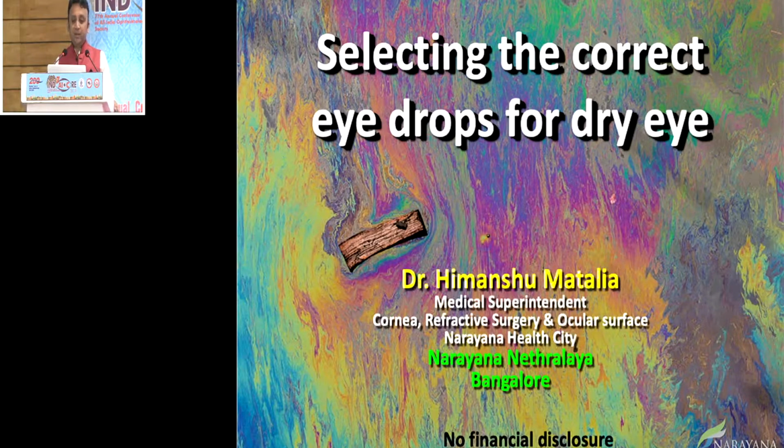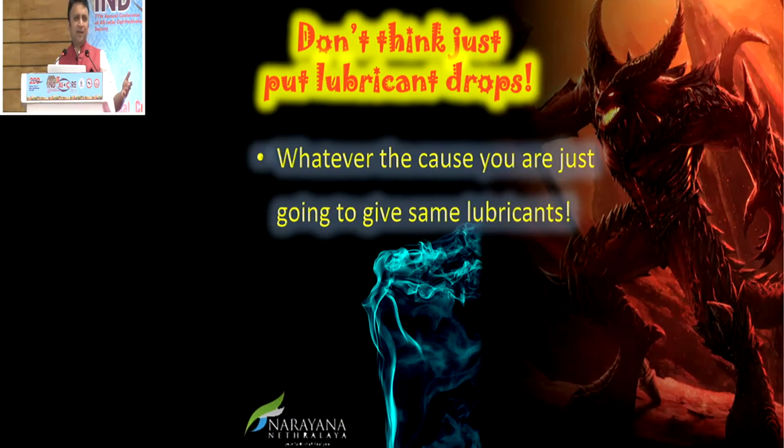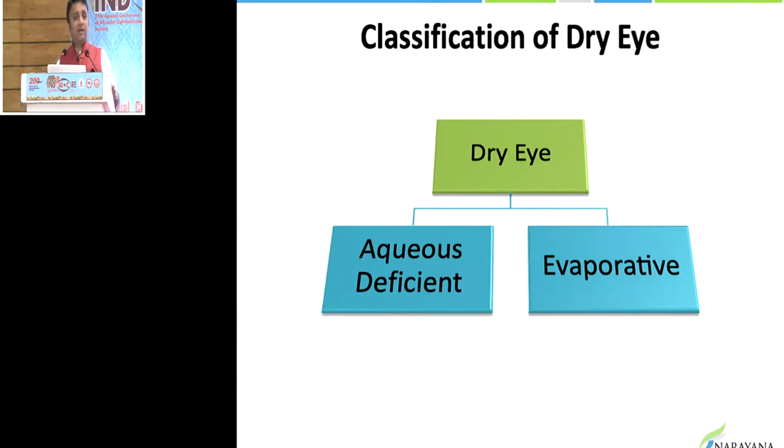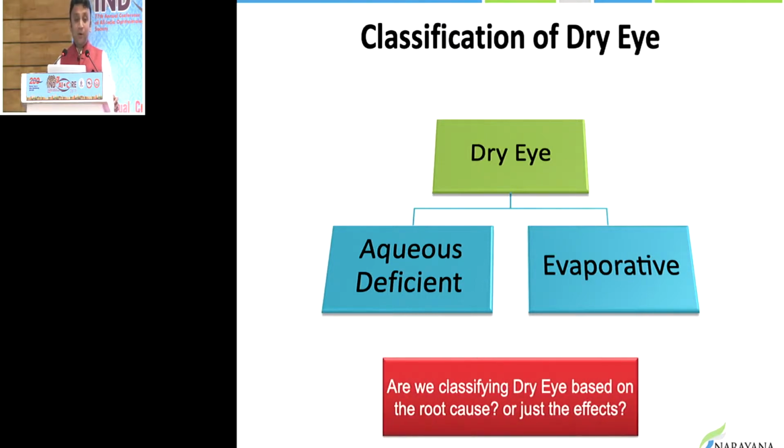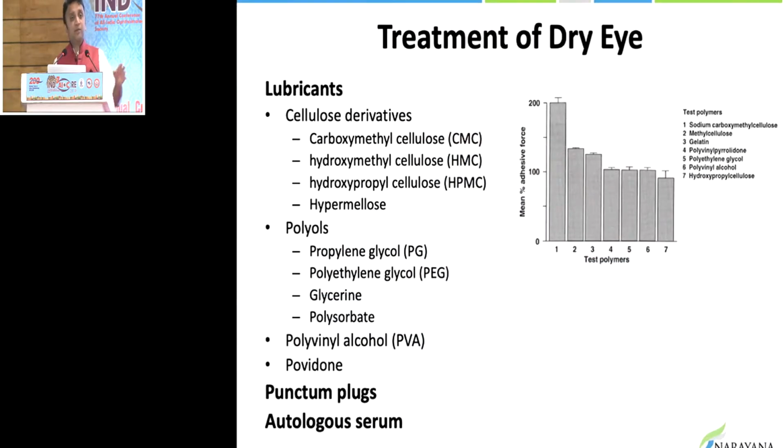So my job today is to talk to you about selecting lubricant drops. And the first question arises: why care about that? Why do we need to worry about it? I mean, just put in lubricant drops and that's it. The problem is that whenever we classify dry eye, whether it's aqueous deficient dry eye or evaporative dry eye, we are classifying dry eye based on the effect of the problem and not the root cause, right? Finally, you have abnormal tear film stability, but that's an effect, not the root cause. Whether the tear film secretion is less, that's an effect. That's not the root cause.